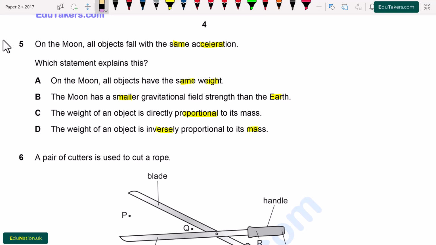First of all, we can see here the acceleration is the same. It is not changing. And we know that weight is equal to the product of mass and gravitational field strength. When the value of g is not changing, it is constant. It means that weight is directly proportional to mass. From here, option C is correct, which shows that the weight of the object is directly proportional to its mass.